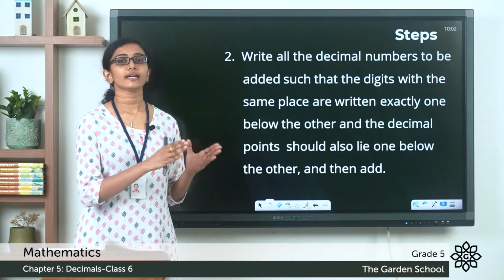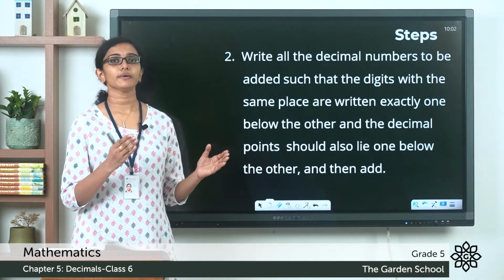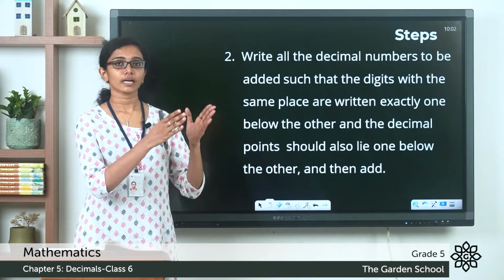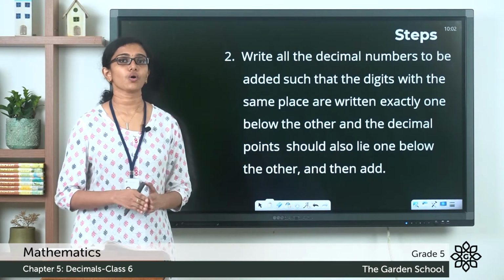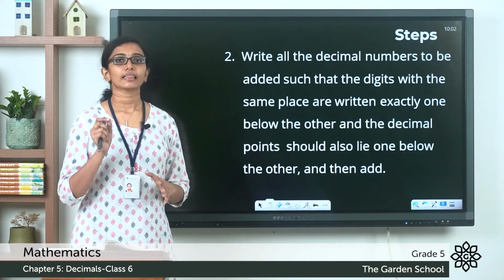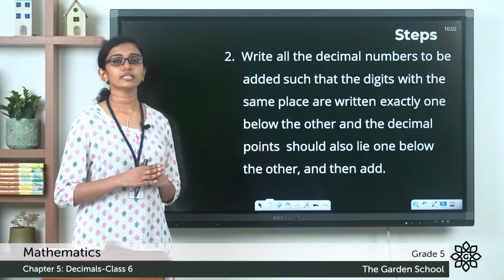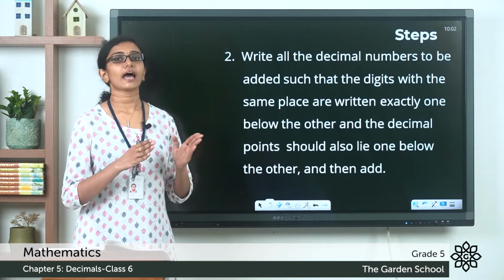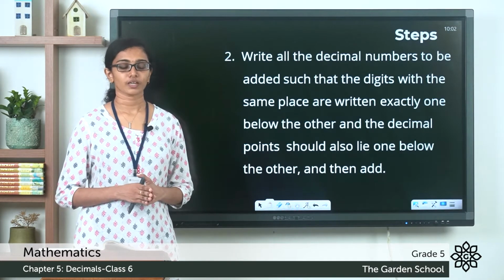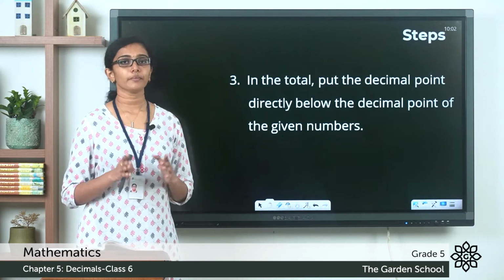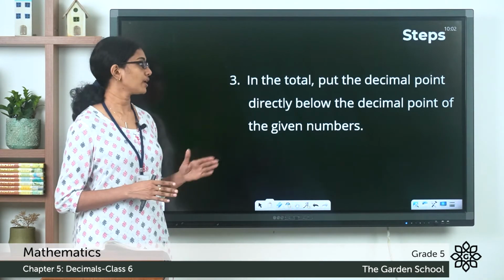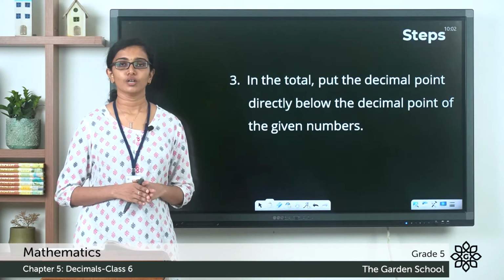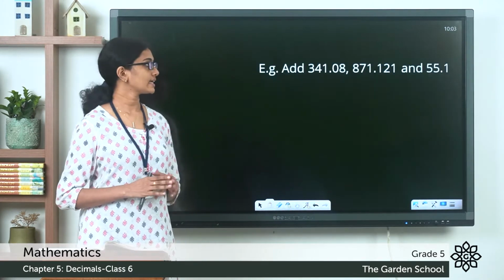You have to write the like decimal numbers one below the other in such a way that the digits in the same place come in the same column, and also make sure you put the decimal point in the same column. Once you are done with that, you can add the like decimals. And in the sum, make sure you put the decimal point directly below the decimal point in the given numbers. So let's make it more clear with examples.